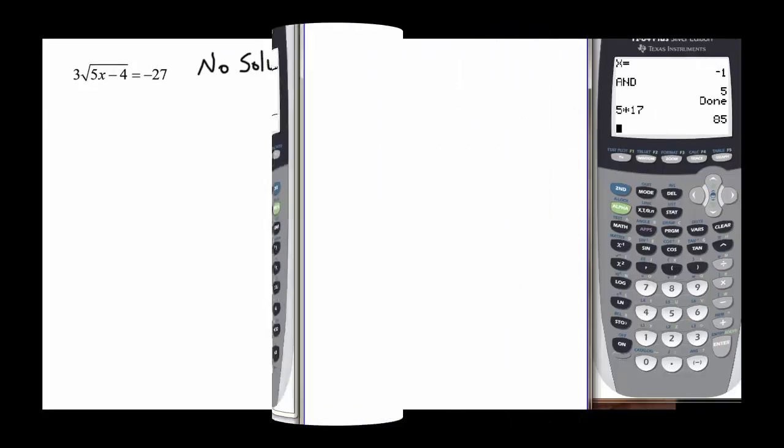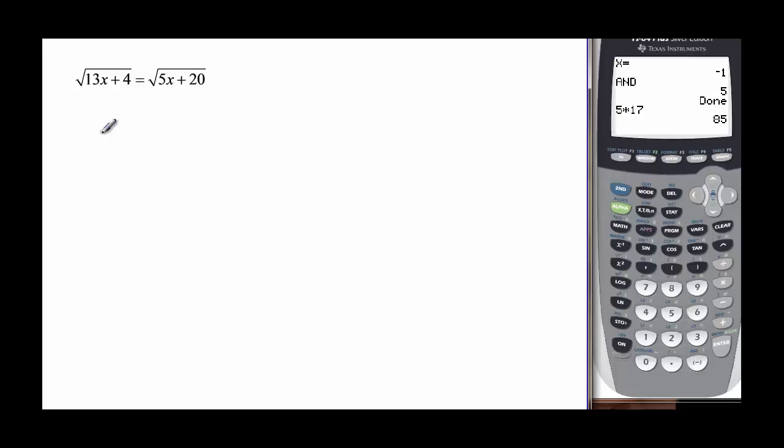And again, what are we going to do here? Well, we could graph it, or we could square both sides. I have an isolated thing right here. You can decide whether you want to graph it or you want to square both sides. I'm going to square both sides just for teaching purposes. We square, and we get 13x plus 4 on this side, and we square the square root over here, and we get 5x plus 20, and now it's a nice, simple linear equation.